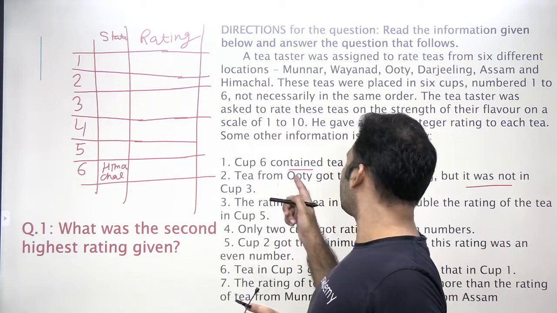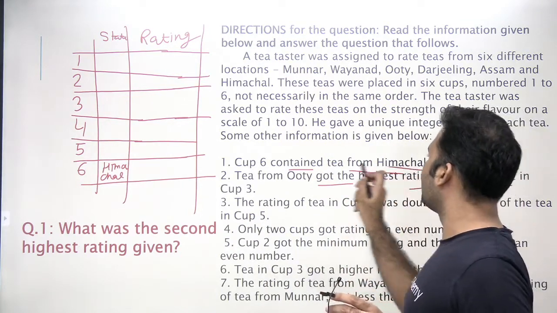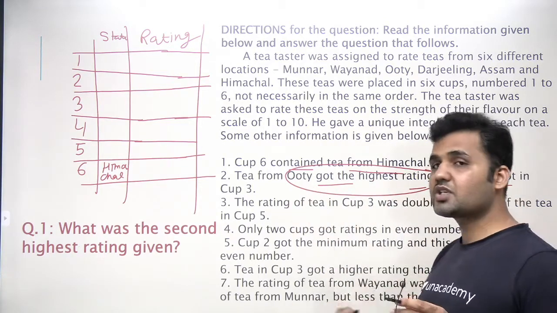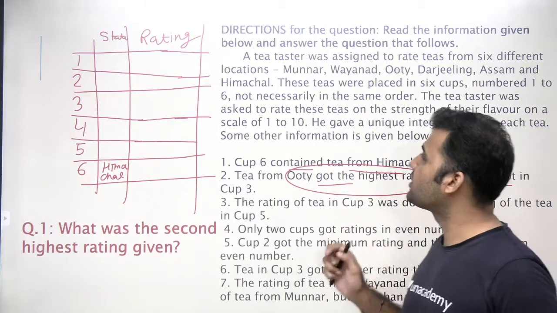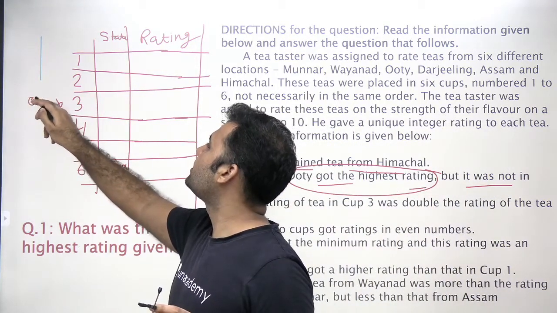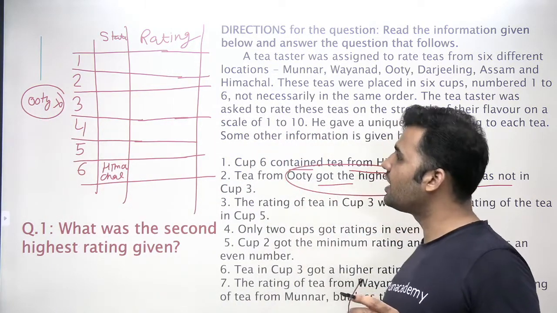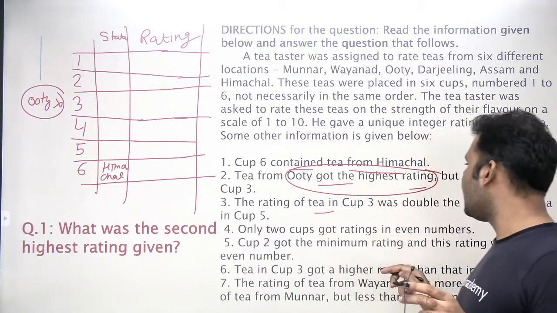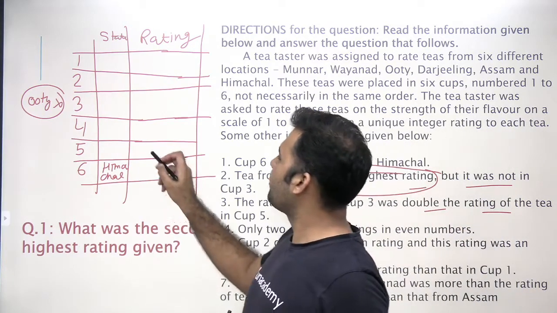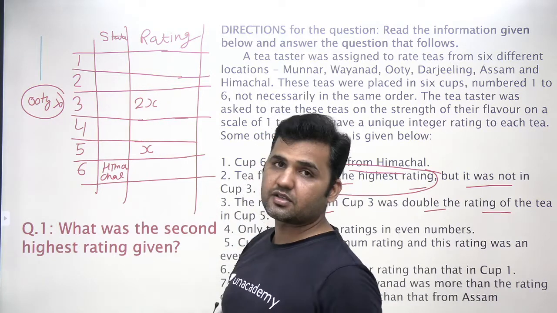And what we can mention over here is tea from Ooty got the highest rating. So just keep this information, just take it as a highlighter. Highlight this information that the tea from Ooty got the highest rating and it was not in cup number 3. So can I say the cup number 3 does not contain the tea from Ooty? So just straight away write it down like this: cup number 3 does not contain the tea from Ooty. The rating of tea in cup number 3 was double the rating of the tea in cup number 5. So if the rating of cup number 5 was x, the rating of cup number 3 will be 2 times x, that is 2x.